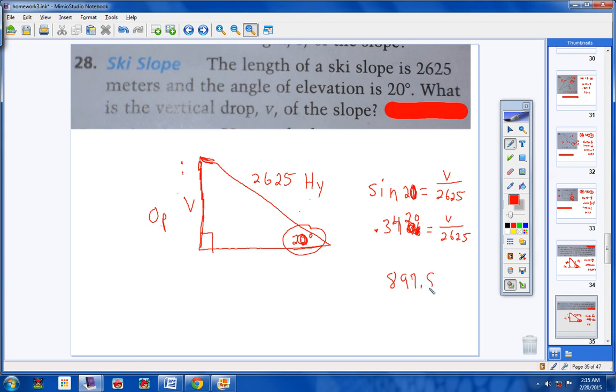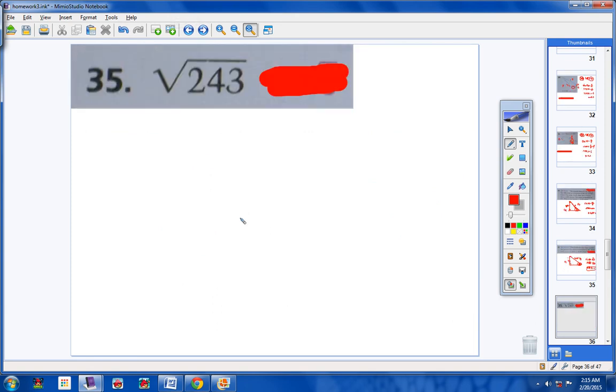897.8. So we multiply this side here by 2,625. We must also multiply the right side by 2,625, which gives you V. Okay. So there we go. That's going to be the length of the vertical drop. Okay. All right, let's move on now to numbers 35 through 42. We're going to simplify radicals.